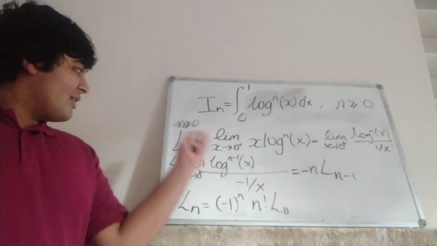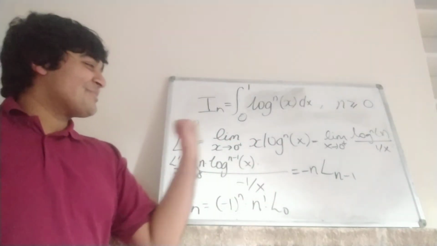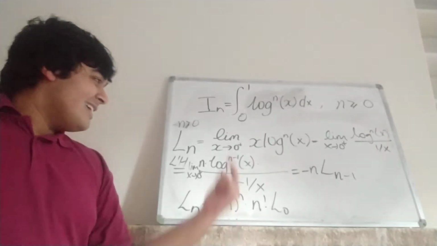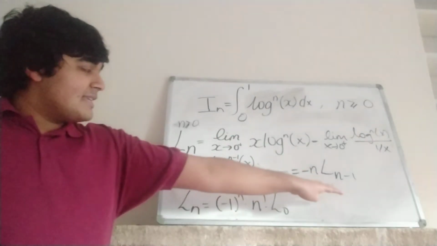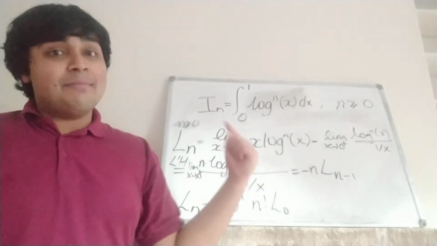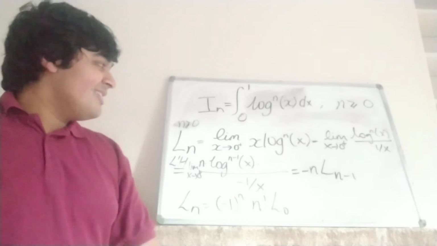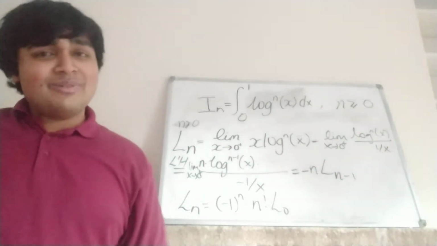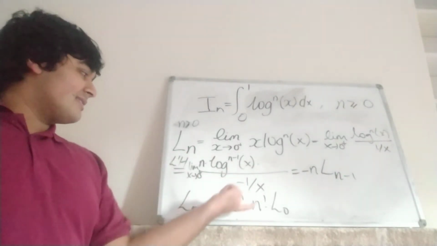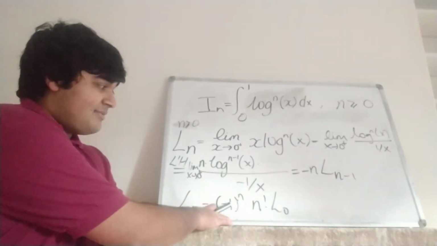So how have I got from Ln equals minus n times L_(n-1) to there? Well, I've just essentially replaced L_(n-1) here with minus (n-1) times L_(n-2). Then I replace the L_(n-2) with minus (n-2) times L_(n-3), and so on. And then you use it inductively to get this formula here. If that doesn't make any sense, then I claim that this formula here is true.